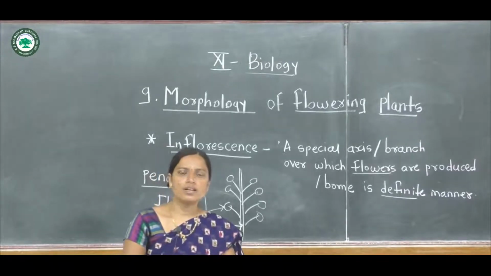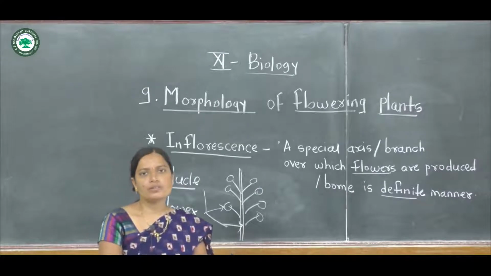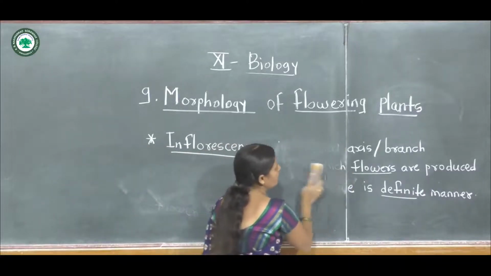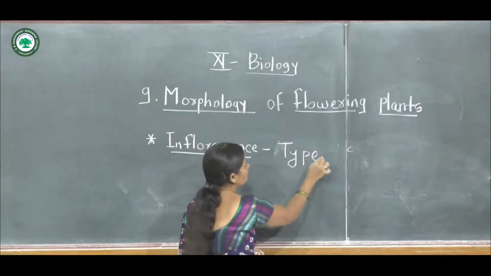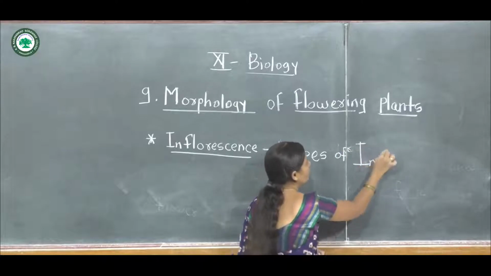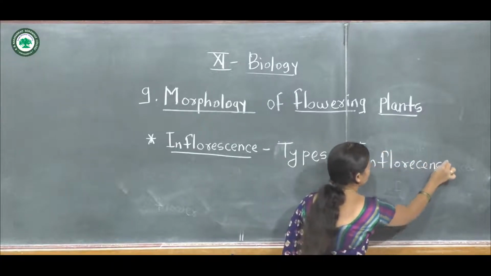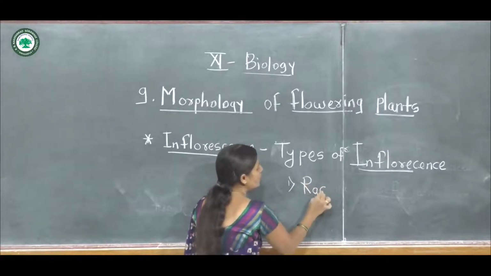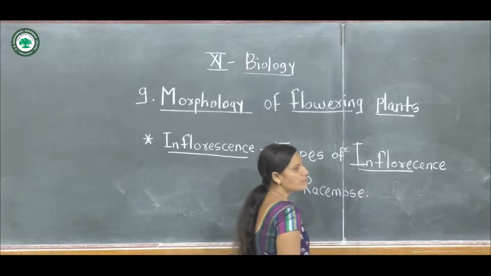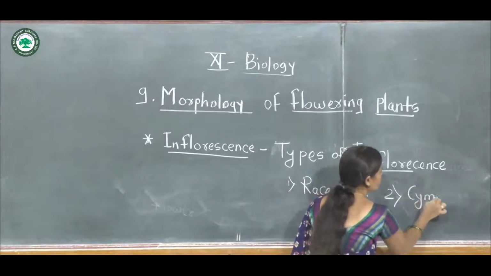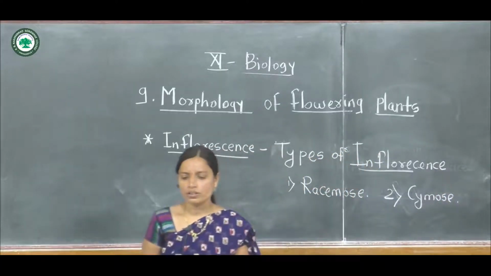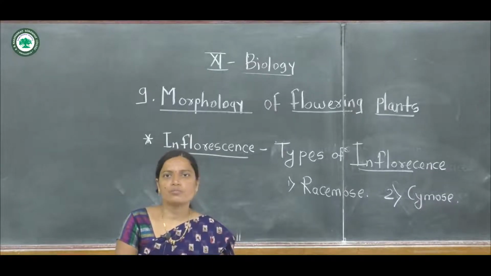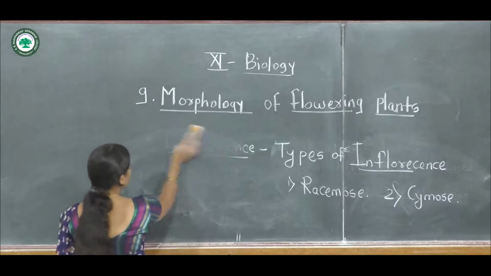There are two types of inflorescence: racemose inflorescence and cymose inflorescence. These are the two types of inflorescence. Now let us discuss the differences between the two types, or the characters of these two types of inflorescence. First of all, we discuss the racemose inflorescence.